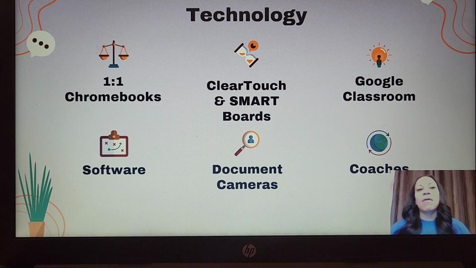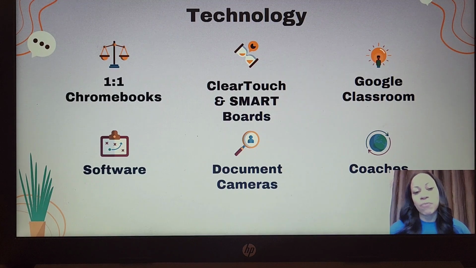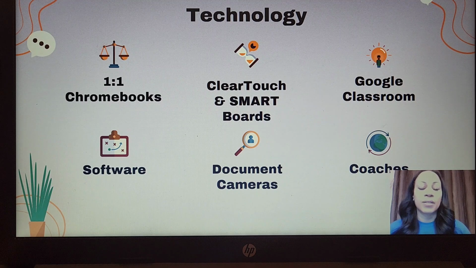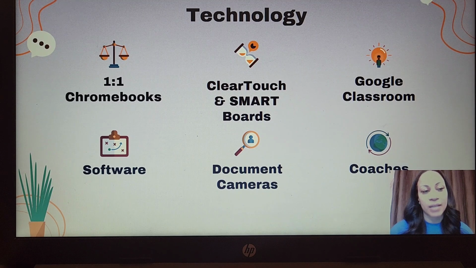We have a vast amount of software available to our students and staff, such as iExcel, Google Classroom, the Google Suite, Microsoft Teams, and so on. And all of our curriculum are also available online. We have new document cameras that we have made available to all of our teachers, and we have technology coaches that meet with our teachers in PLC to give them strategies and new ideas with technology.